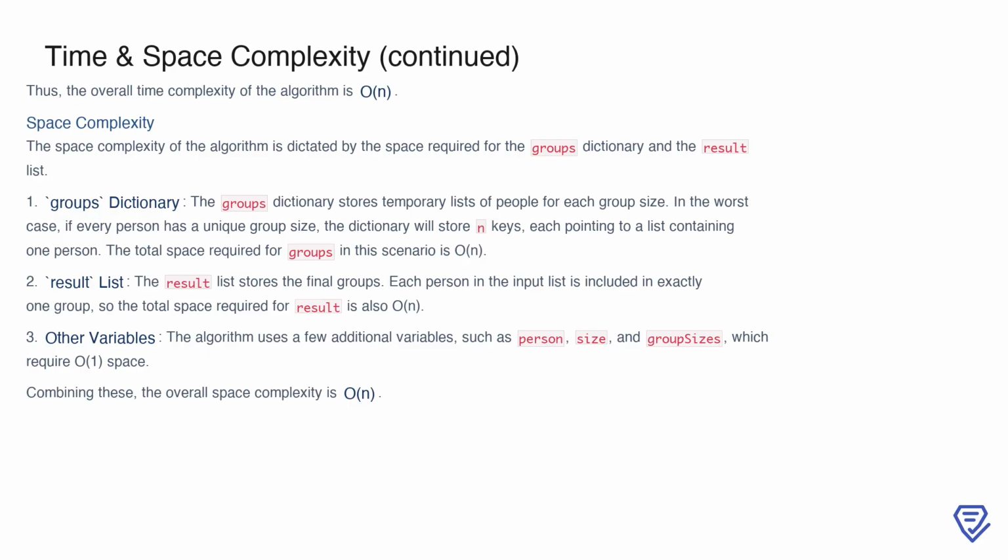The result list contains the final groups. Since each person from the input list appears in exactly one group, the total space required for result is also O(n). Apart from these, the algorithm uses a few additional variables like person, size, and group sizes, which require constant space, or O(1). Combining these factors, the overall space complexity of the algorithm is O(n).